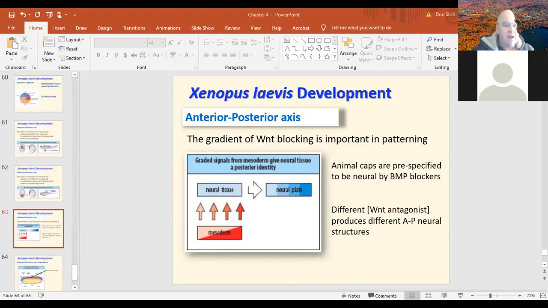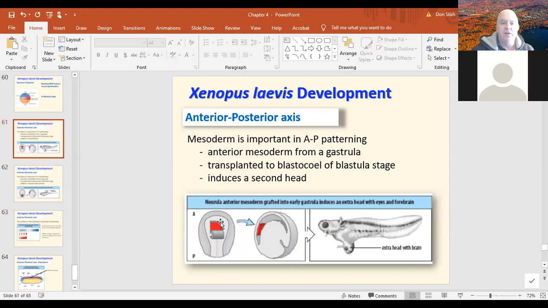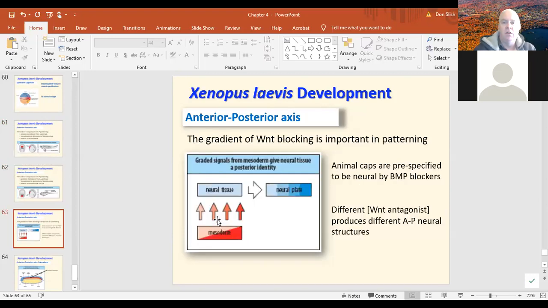How is this happening? It's happening because your anterior mesoderm is producing Wnt antagonists, okay? Whereas the posterior mesoderm is not. So our Wnt antagonists, if we recall, are Fris-B, which is binding Wnt extracellularly, Cerberus.